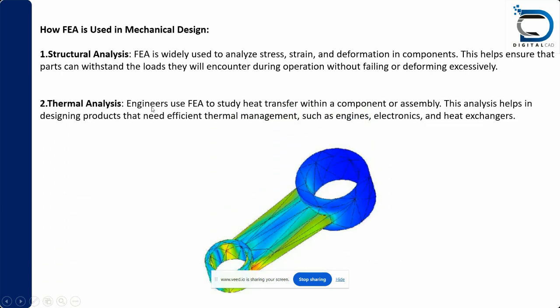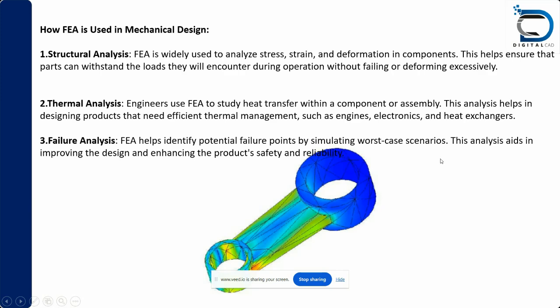Then second is thermal analysis. Engineers use FEA to study heat transfer within a component or assembly. This analysis helps in designing products that need efficient thermal management, such as engines, electronics, and heat exchangers. So this is also one of the uses of FEA, to study heat transfer in such parts.